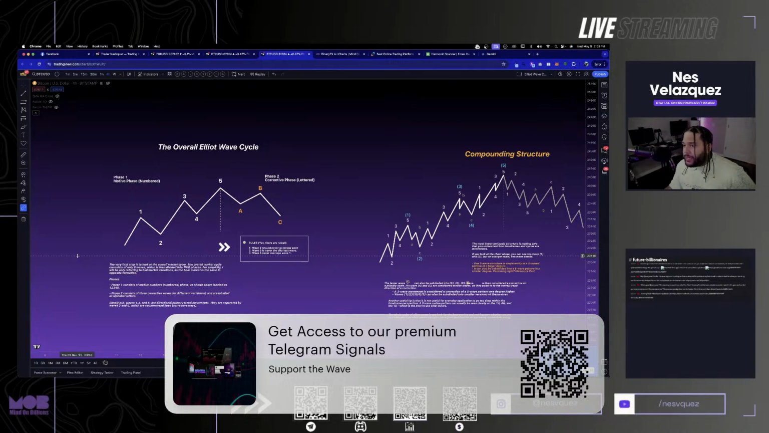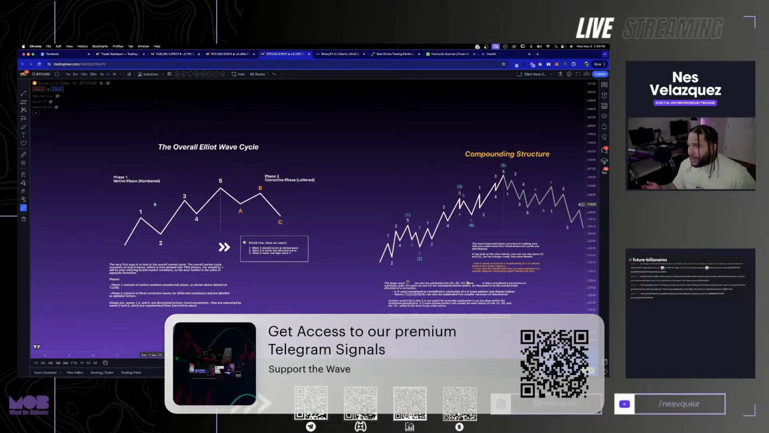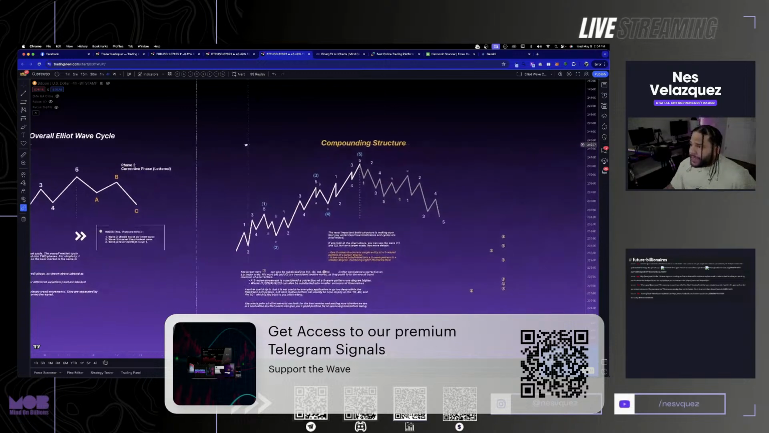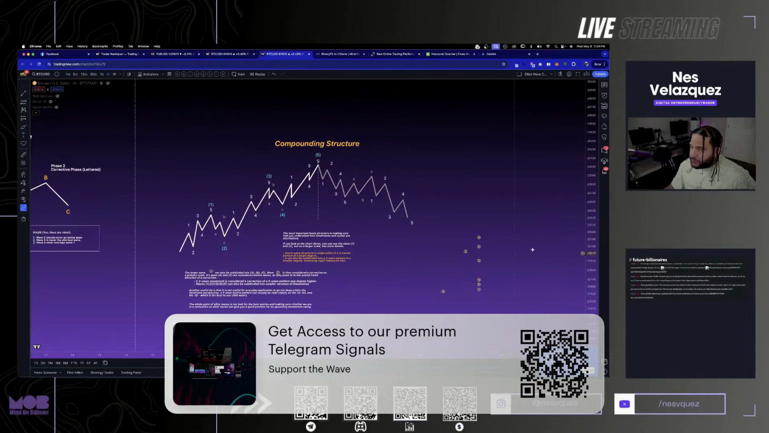Phase 1 consists of motive waves, numbered as shown above, labeled 1, 2, 3, 4, 5. Phase 2 consists of 3 corrective waves or different variations and are labeled as alphabet letters, A, B, C. Simply put, waves 1, 3, and 5 are directional primary trend movements. They're separated by waves 2 and 4, which are counter-trend, corrective waves. The compounding structure of it, let's break this down.